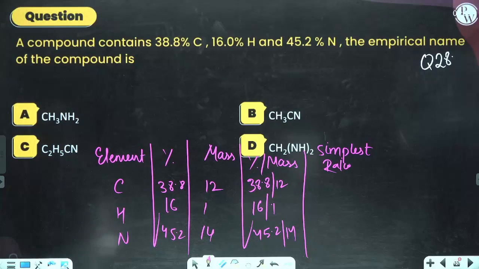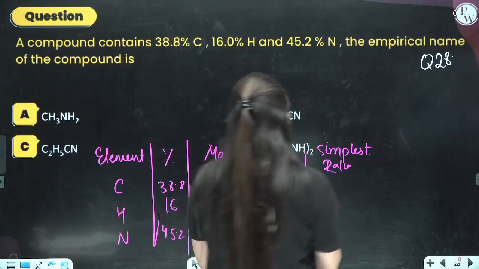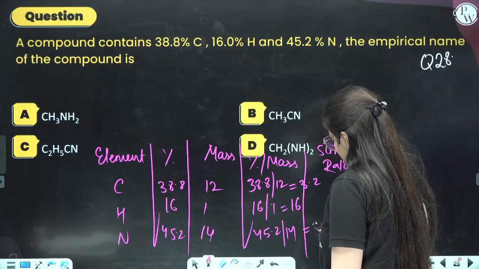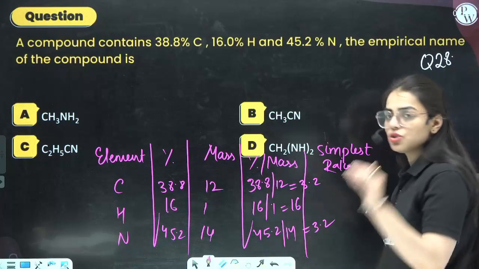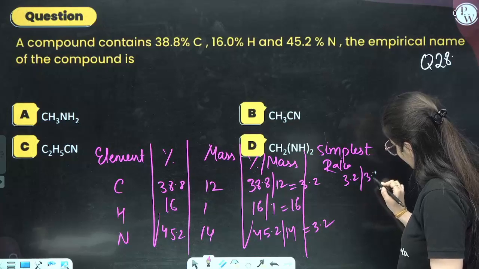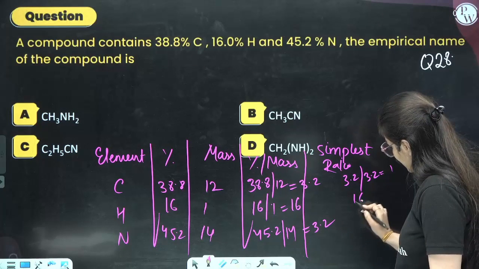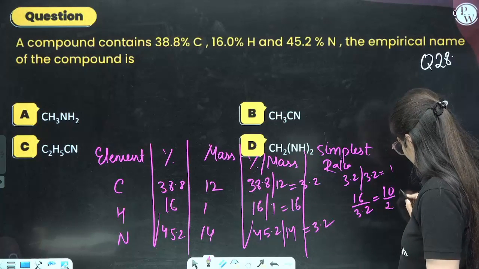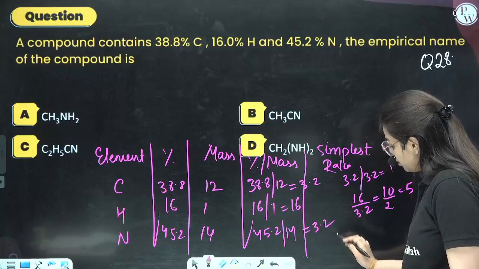Now what you are going to do, ma'am? Now we are going to divide them. When you divide them, it comes out to be 3.2. This comes out to be 16 by 1 is 16. This also comes out to be 3.2. Simplest ratio is you are going to divide with the smallest number. Smallest number is 3.2. So 3.2 divided by 3.2 comes out to be 1. 16 divided by 3.2 comes out to be 10 by 2, that means 5. Now 3.2 divided by 3.2 is 1.